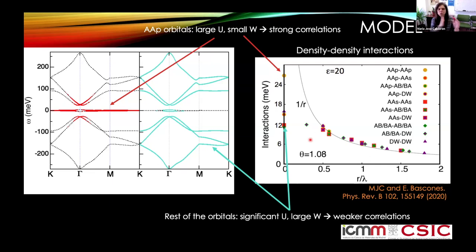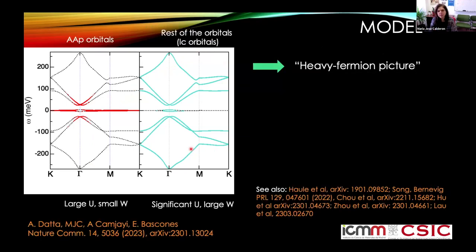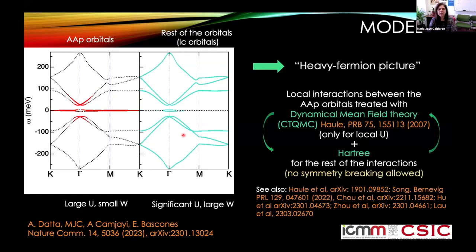But the thing is that we have 2 sets of orbitals, ones that we expect to be very strongly correlated, and others that we expect to be less correlated. That makes us think about a heavy fermion picture in which we have some orbitals that are going to form local moments, and the others are screening these local moments. And the idea then is to use this to make a suitable approximation to solve the problem. What we do is that we consider at the dynamical mean field theory level only the local interaction, the on-site interaction between the AAP orbitals.